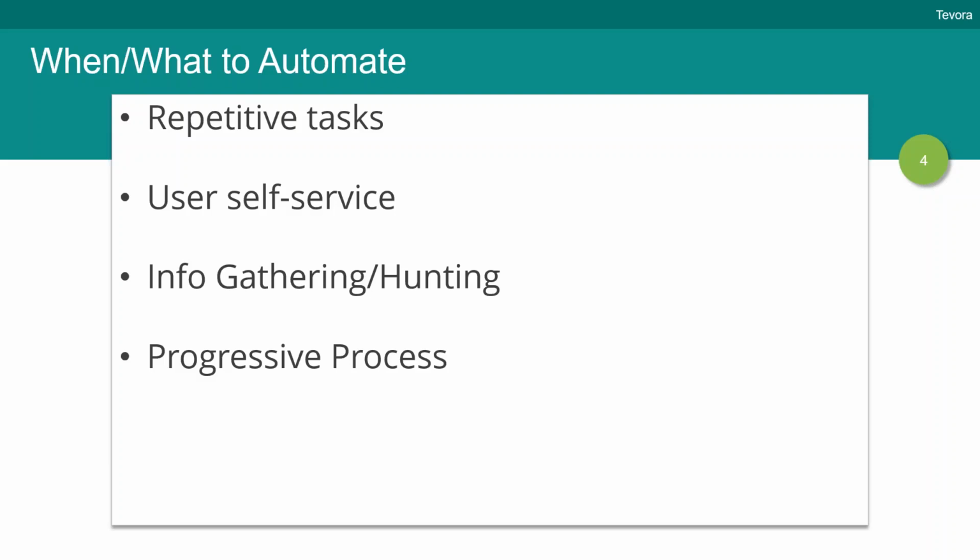Information gathering and hunting. A lot of this goes back to those repetitive tasks that I mentioned at the beginning of this slide. For instance, we get an alert that comes up on our IPS. We are curious about what this is. Well, we need to find out a few things. We need to go find out some details on how this alert got generated.